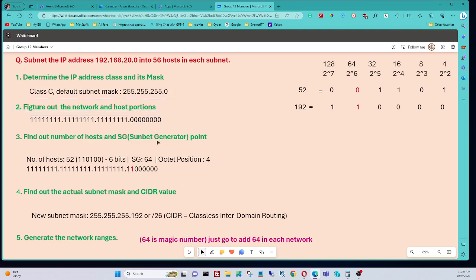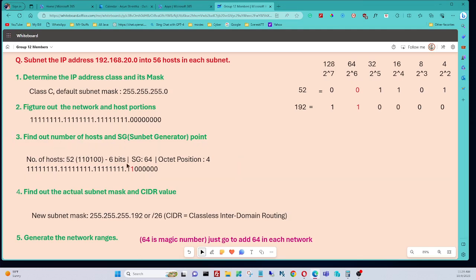So the next step is this, we figure out, right? So which bits are network and host, we figure out from our default class and mask, right? Now the third step is to find out the number of hosts and SG, which means subnet generator point. Okay. And so how do we figure that out?